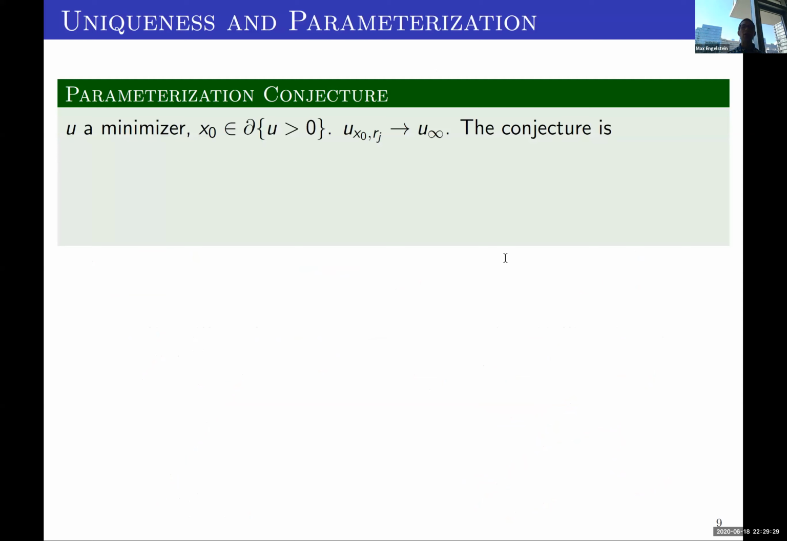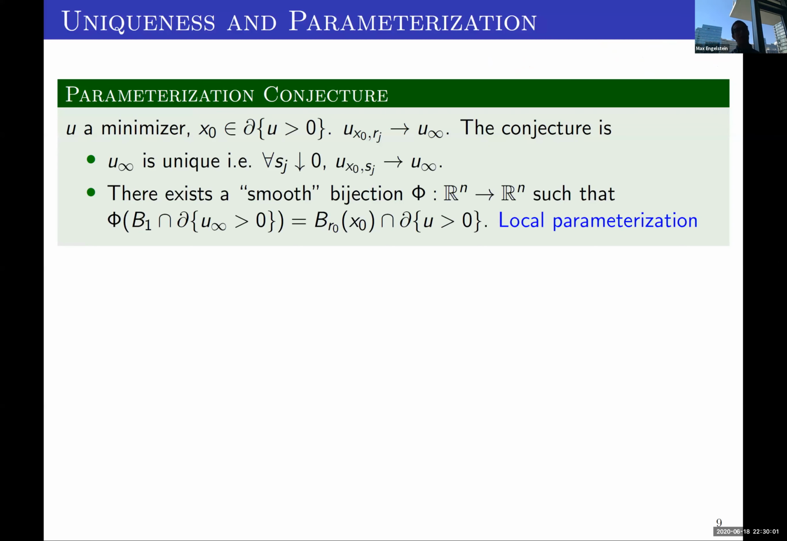So what's the end goal of this whole project? We have a minimizer, we have a singular point in the free boundary, and we have this blow up procedure, right? So we've found some r_j which go down to 0, and u(r_j x + x_0)/r_j converges to this u_infinity. What we hope is that two things are true. One, that this u_infinity is unique, that it doesn't matter what scales we zoom in on, we always get the same cone in the limit.